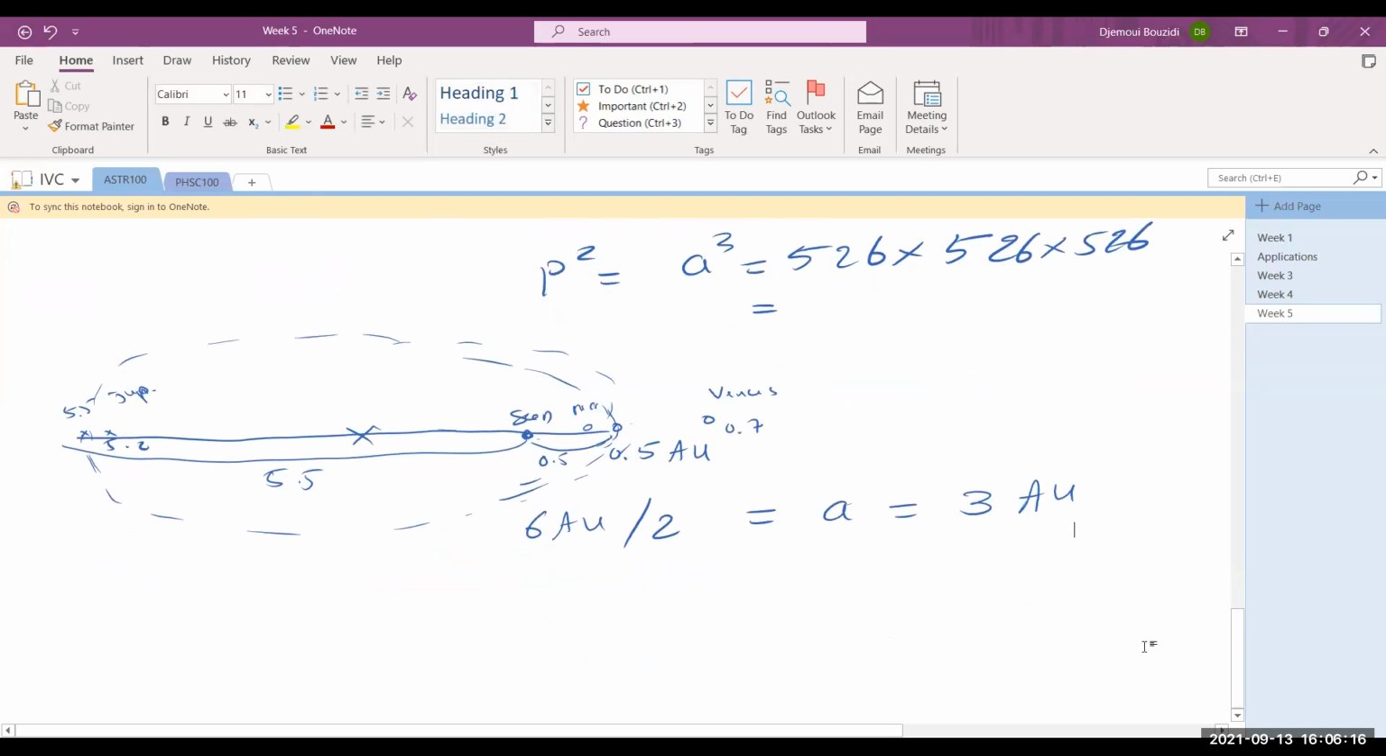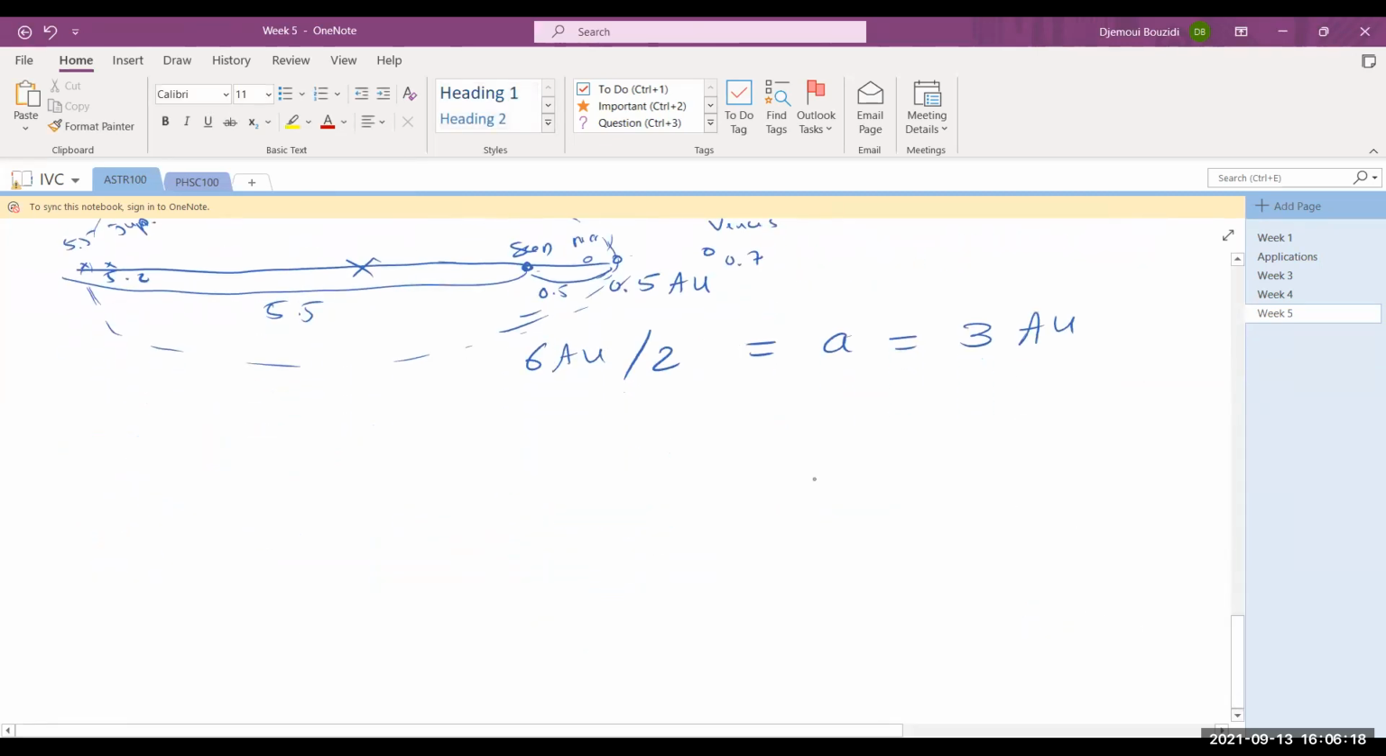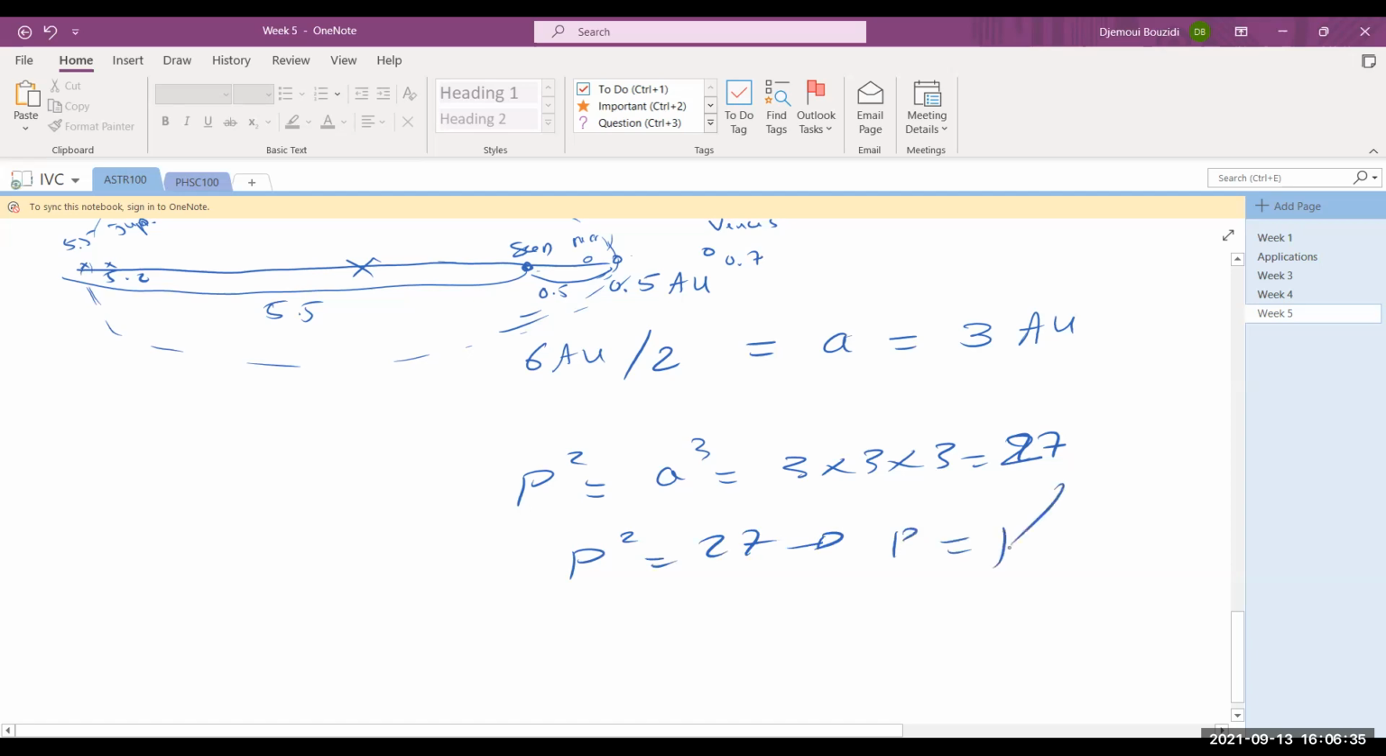Again, use the formula to find what P squared is. So P squared is going to be A cubed, and A is 3 AU, so 3 times 3 times 3, which is 27. When you take the square root of 27, it's going to be slightly more than 5 years, okay? So that is problem 12.